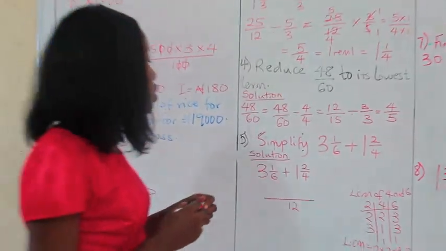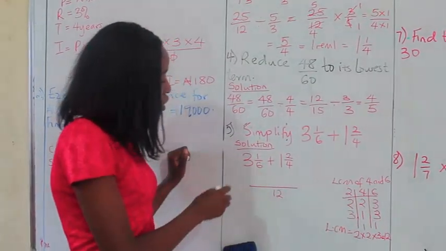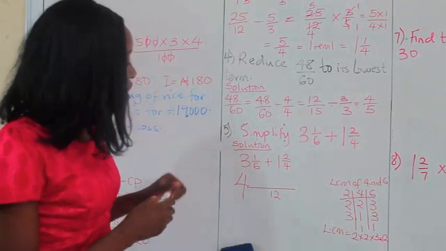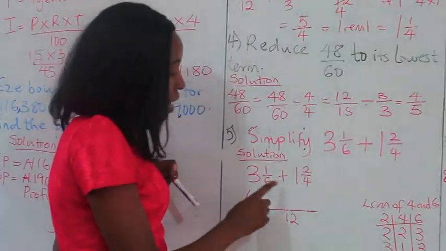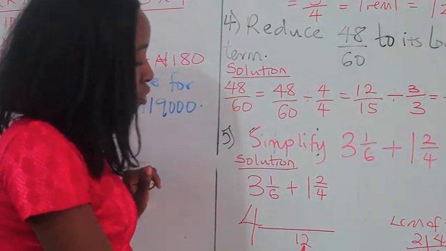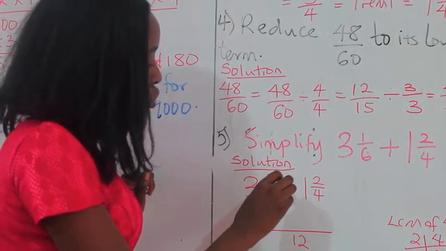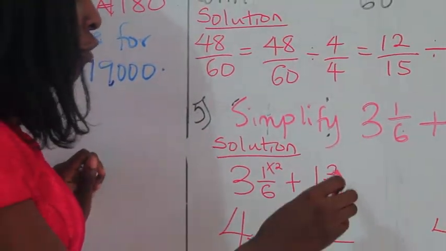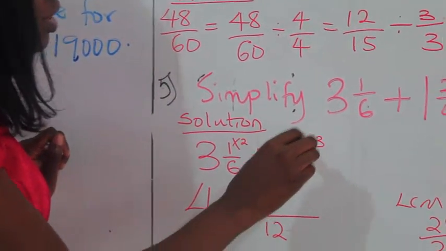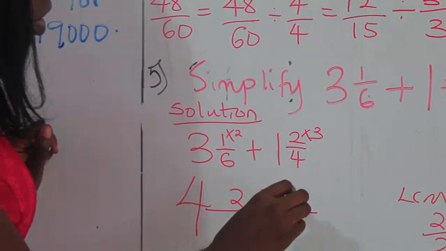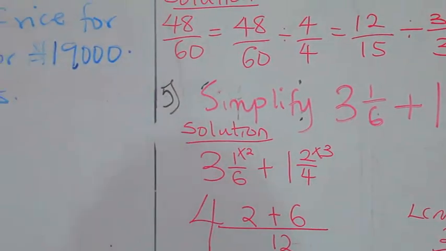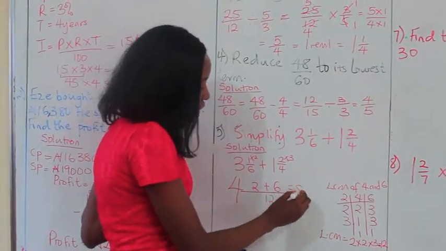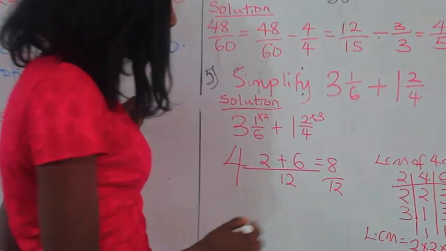The next thing we have to do is to add our whole numbers. 3 plus 1 is equal to 4. And then we divide the LCM by the denominators. 12 divided by 6 is equal to 2. 1 times 2 is 2. 12 divided by 4 is equal to 3. 2 times 3 gives us 6. Then we add our answers. If you add 2 plus 6, you have 8 over 12.